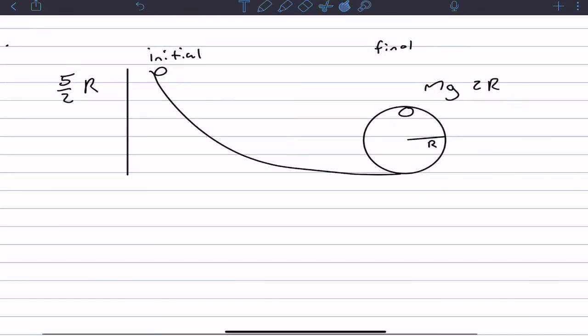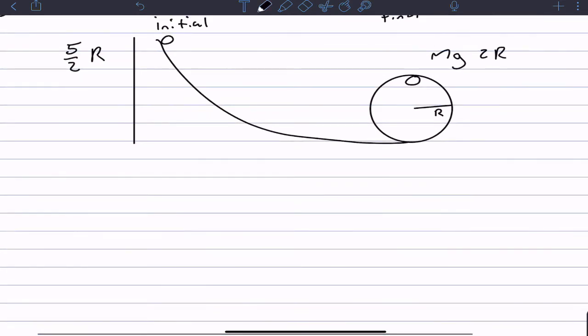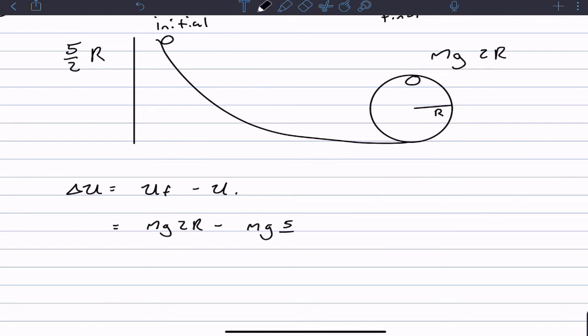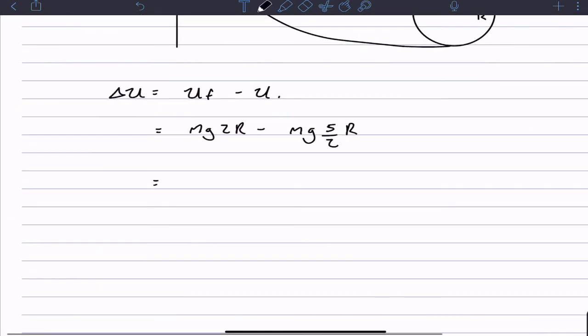Because we're actually going down, this is a much taller height than this, right? This is 2r, this is 5/2 r. We know that this is greater than 2 because it's not 4/2 r. Okay, so what I'm saying is delta U is u final minus u initial. So it's going to be mg 2r minus mg 5/2 r. That's our height at the initial. Okay, and then we just solve, right?